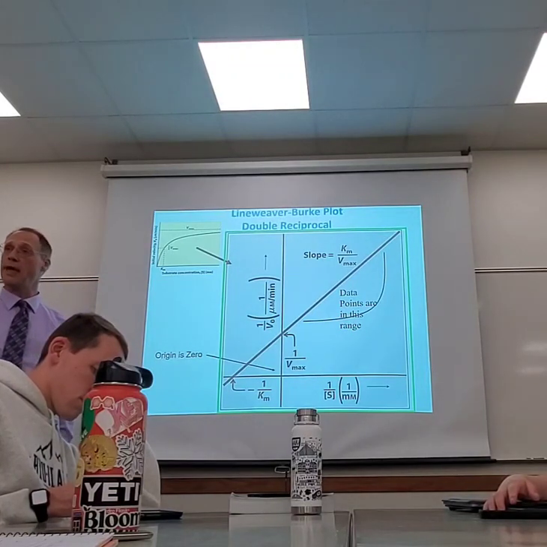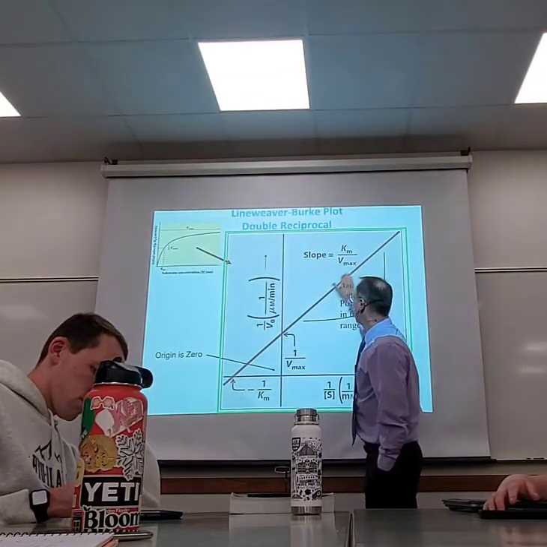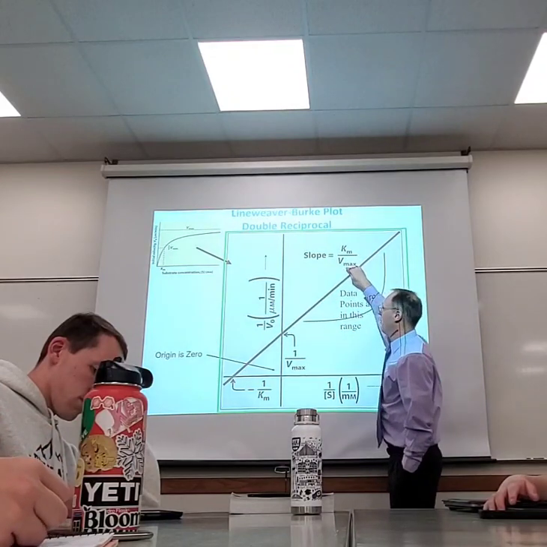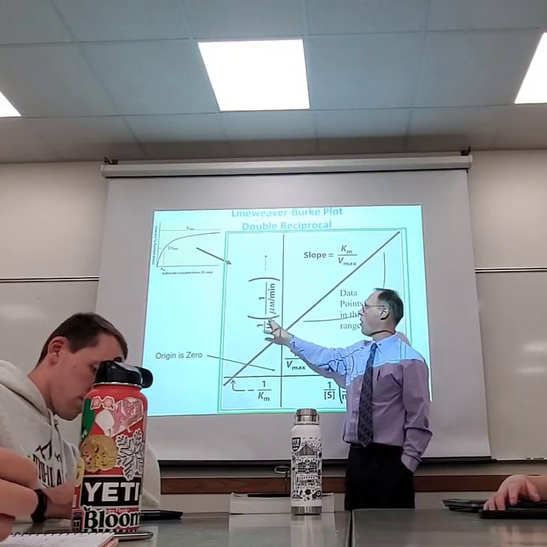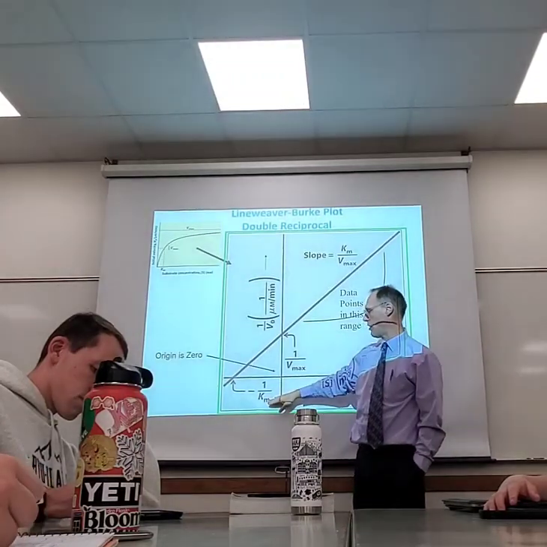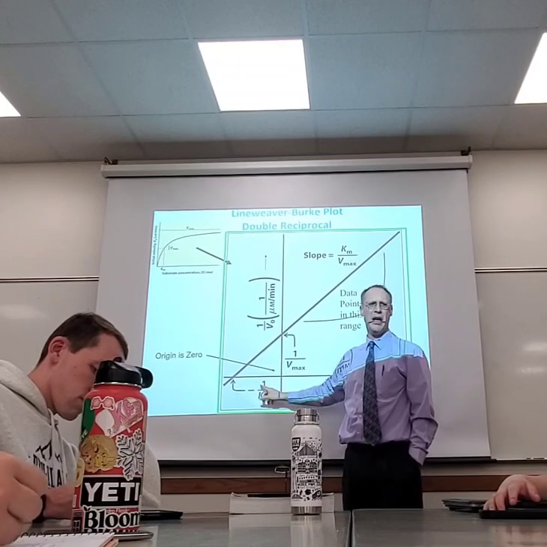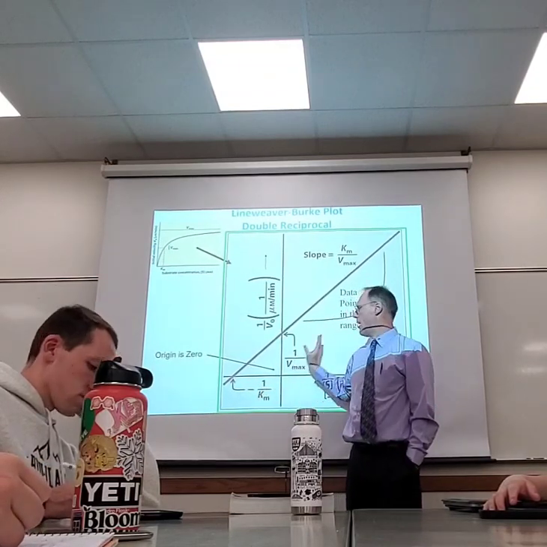And you'll also label the axes here. This is the slope, which is Km over Vmax. This is 1 over the velocity. This is 1 over the substrate. This is 1 over the Km. This is 1 over the Vmax. This is actually negative 1 over Km. And don't forget the negative.